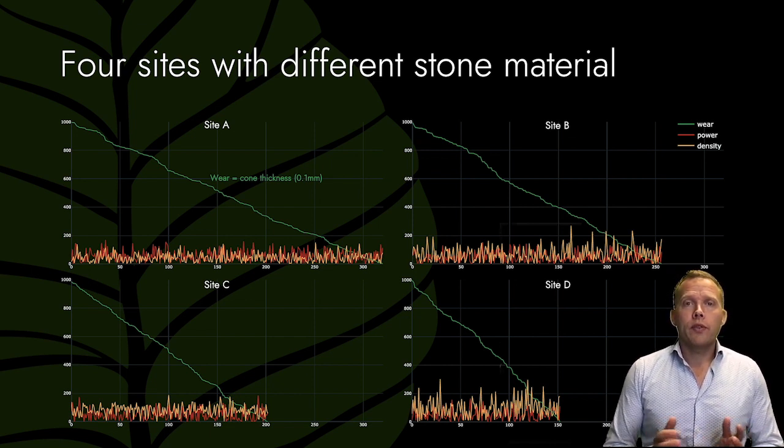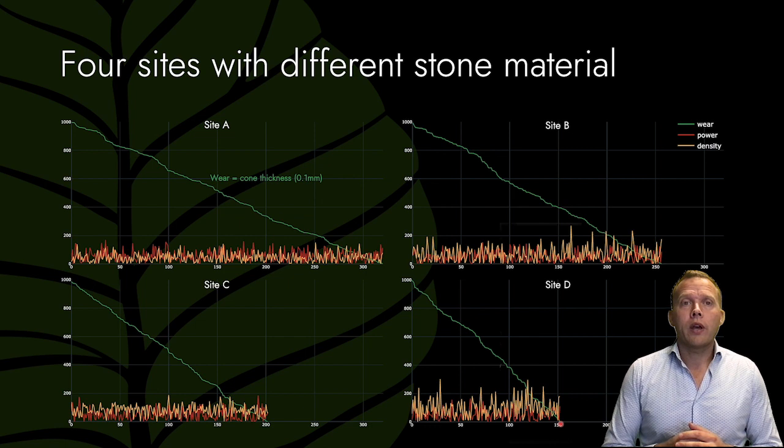But let's assume that we now have 4 sites, A, B, C and D, which all have different stone materials. And the charts that you see here then show how the wear, in dark green, defined as the remaining mantle thickness, varies among the sites depending on the density of the crushed material, depicted in orange, and the current power usage, depicted in red. Note that the density fluctuates and that the mantle used in site A lasts almost twice the time compared to site C.